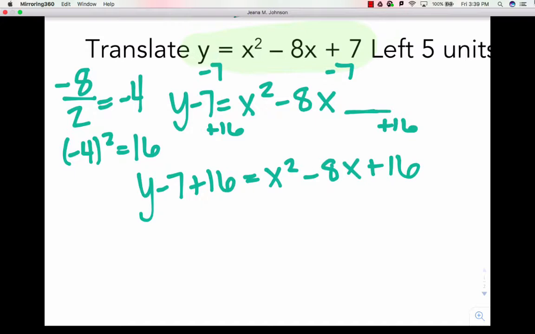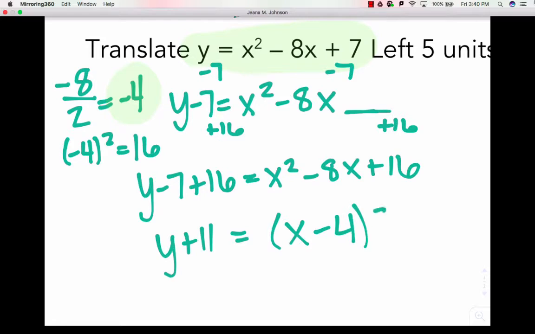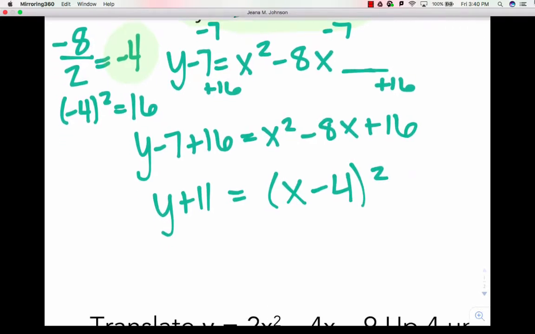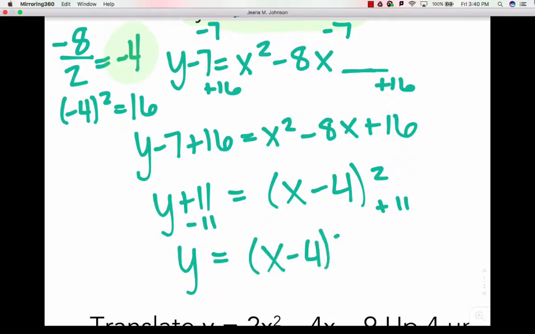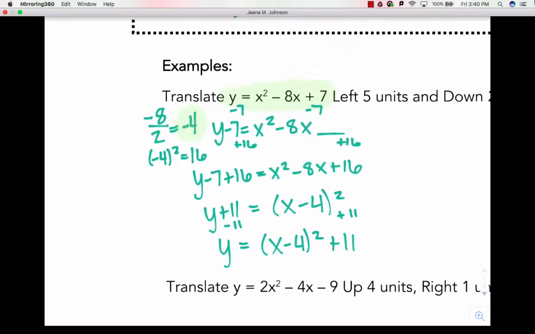Now on the left side, I'm going to combine. So I have y plus 11. And on the right side, I'm going to write this as a squared expression, as that binomial. So I'm going to have x, and I need to use this number right here. So x minus 4 squared. And then finally, to get this all the way to vertex form, I'm going to subtract the 11 from both sides so that I can get y by itself. So I have y equals x minus 4 squared plus 11.